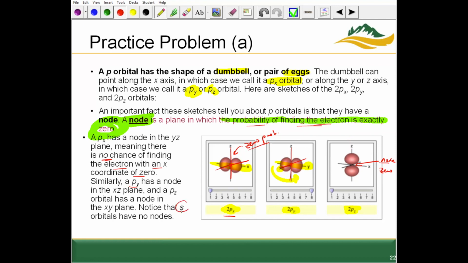Well, what about s orbitals? Can we have nodes for s orbitals? Well, no. We don't have any specific parts in the sphere where the probability could be exactly 0. We have no nodes for s orbitals.